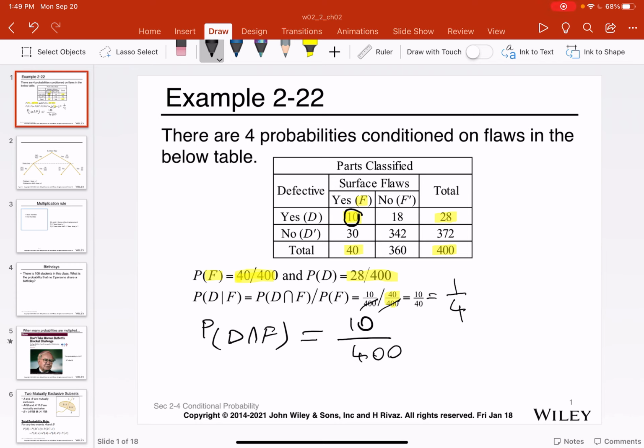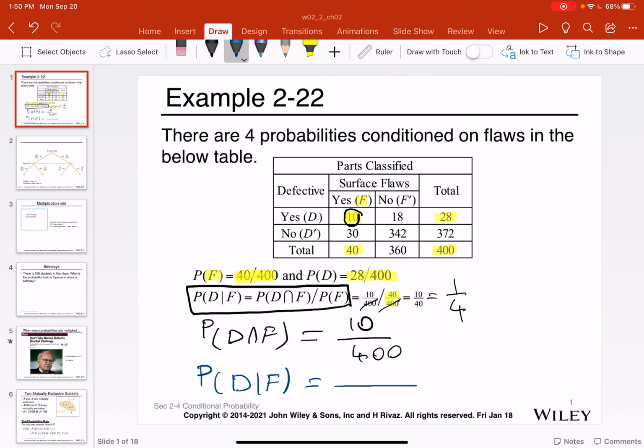Right? So here, I use the equation of conditional probability. There is another way that I find easier to calculate this, and I think you guys have also thought about it already, right? Why don't we do it that way? So the other way is I say P of D given F, right? Didn't we say that when I say given, it means that F already happened? Yeah, we said F already happened, right?